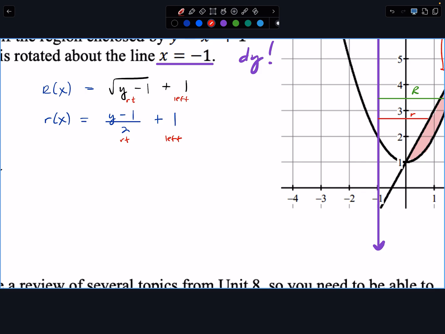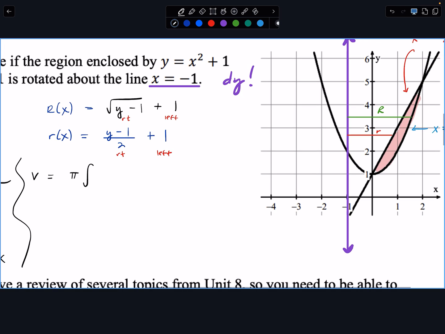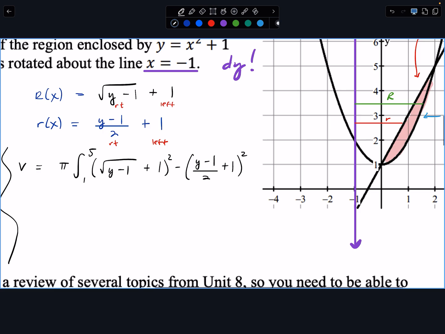Are we over this? This is the last volume section. All right, so volume is equal to pi times the integral. If I'm integrating with respect to y, where does this region start on the y-axis? 1. And where does it end? 5. And remember, it's going to be big R minus little r. So it's going to be radical y minus 1 plus 1 squared minus little r, y minus 1 over 2 plus 1 squared. And what must that include? dy.